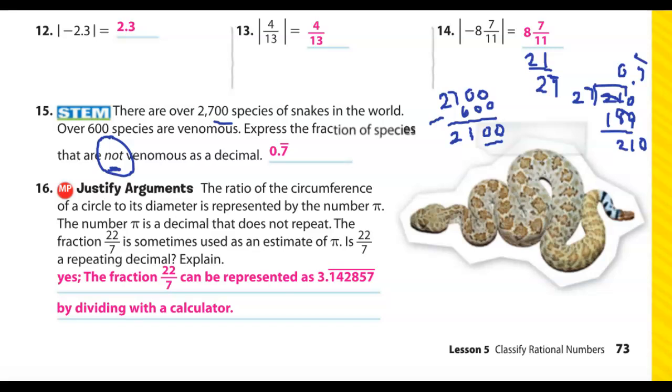So over here, I'm going to take all the species, subtract what is venomous, and I get 2,100 over 2,700. I notice that both of these numbers are hundreds, so I can simplify this to 21 over 27. That's what I did with the division. 21 divided by 27 is going to end up being 0.7. Please ignore the sloppiness. And that's going to end up repeating over and over again because I keep getting 21 and on and on. So it's 7/10 repeating for the answer.